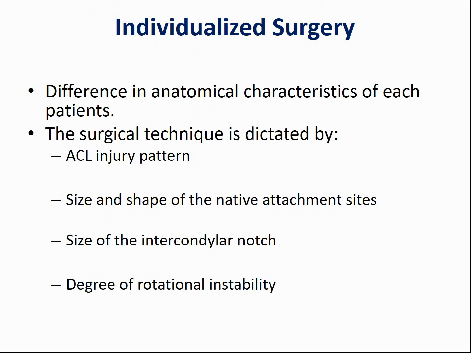So why do we need an individualized surgery in ACL? It is because of difference in anatomical characteristics of each patient. Every patient is different and every knee is different. So every patient should not get the same operation. The surgical technique is dictated by the ACL injury pattern, whether it is a complete tear or partial tear, whether the remnant is present or absent. It is also dictated by size and shape of the native attachment sites. This may influence the graft choice and graft preparation. Also dictated by size of the intercondylar notch and degree of rotational stability.